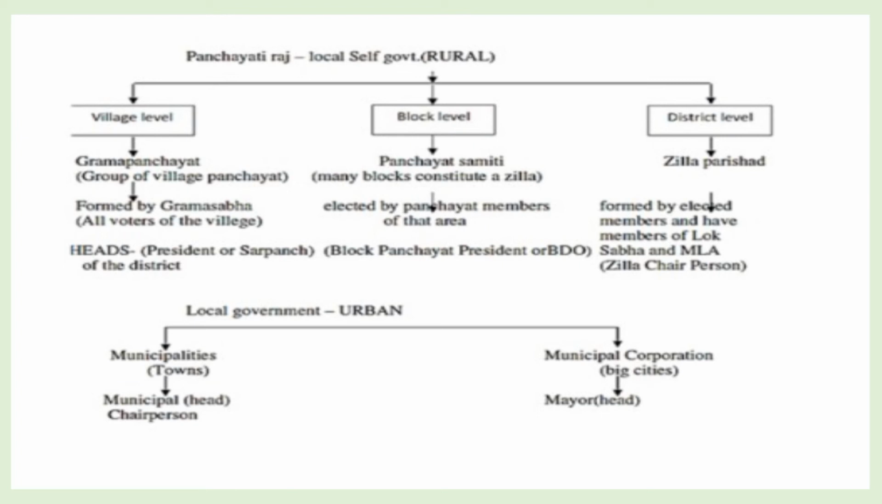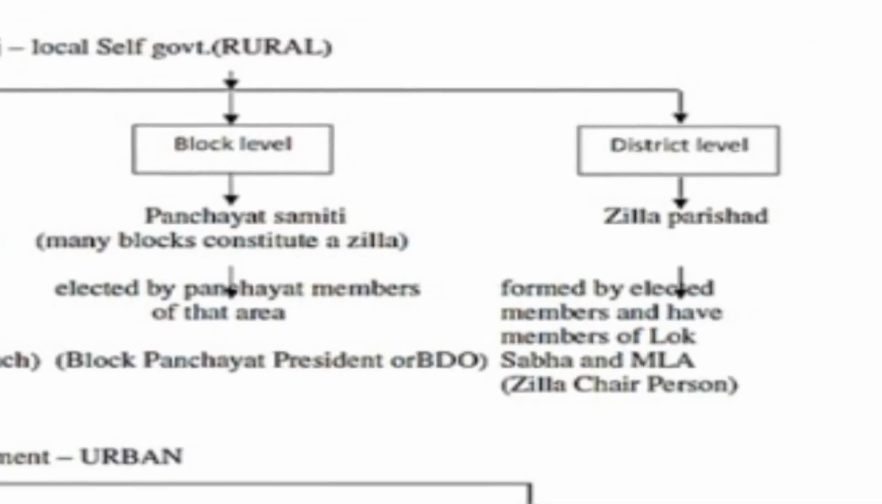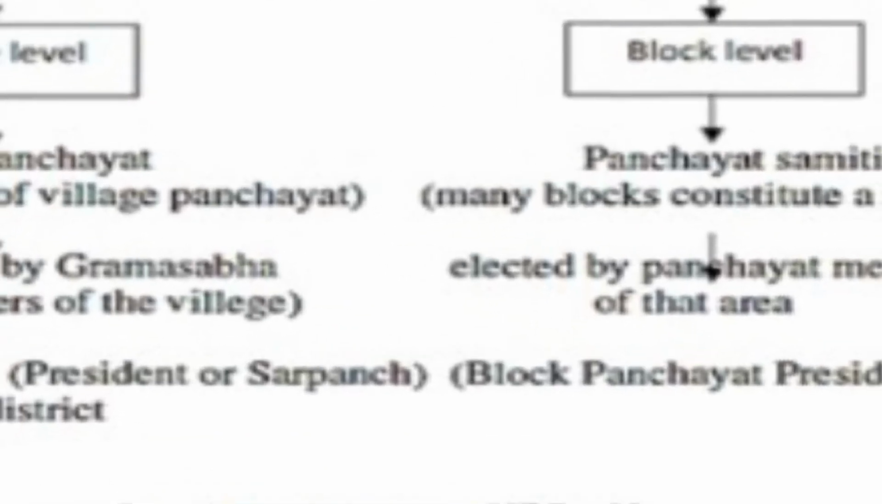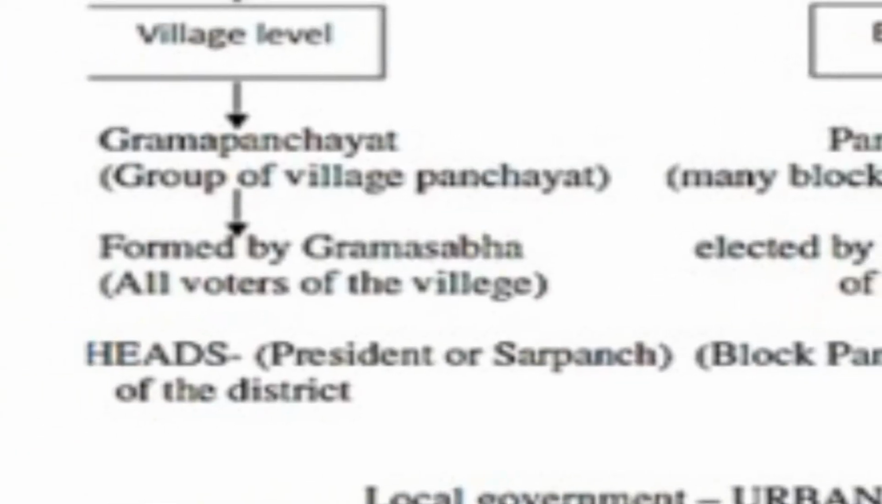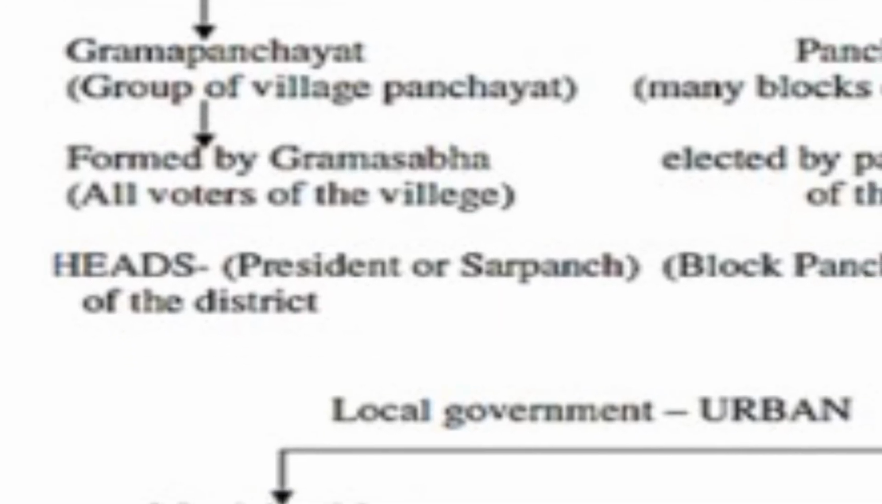Decentralization of administration, the Panchayati Raj system, the three-tier system: the village level, the block level, the district level. At the village level, we have the Gram Panchayat, a group of villages formed by the Gram Sabha, all the voters of the village, and the head is the president or the Sarpanch. Panch means the five important people.